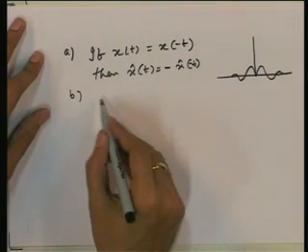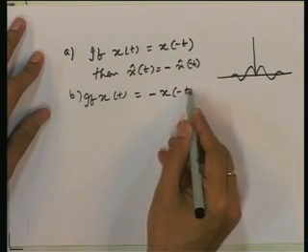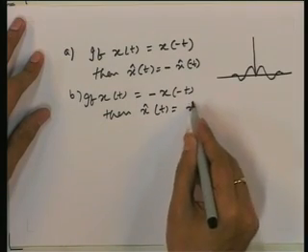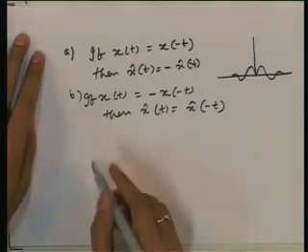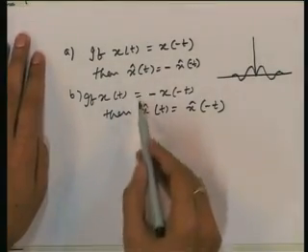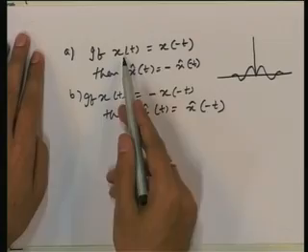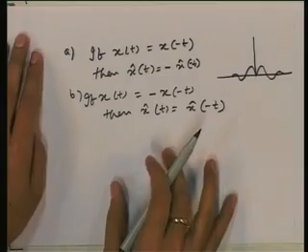B is similar: if x(t) is minus x(-t), then x hat(t) is x hat(-t). For proving these two, just use the definition of the Hilbert transform, the convolution of x(t) with 1 by pi t, that is the Hilbert transform of x(t). Use the definition, and a simple substitution of variable will lead you to the solution of these problems.